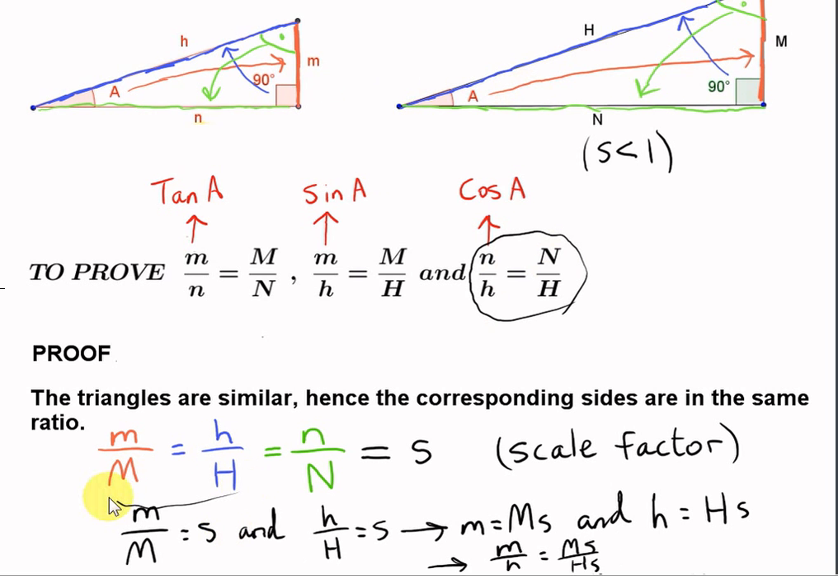Finally, if we look at these two ratios here, they're both equal to S. So rearranging this one, we get little m equals big M times S, same kind of thing as before. Little h is big H times S. So if we want little m over little h, which is sine of A, we can put big M times S over big H times S. The S's cancel, and we've proven that sine of A is independent of the size of right angle triangle containing A.